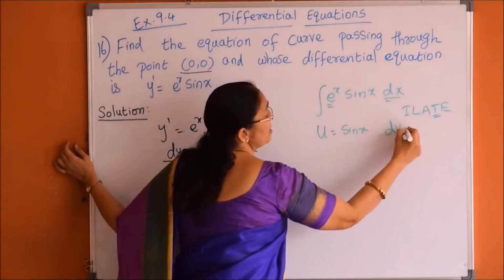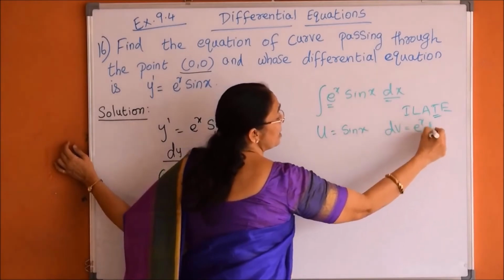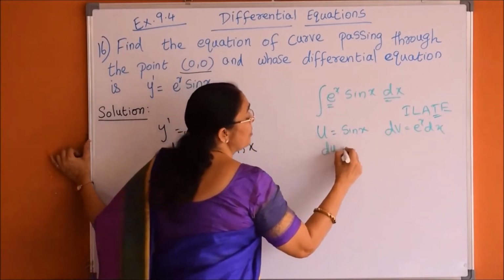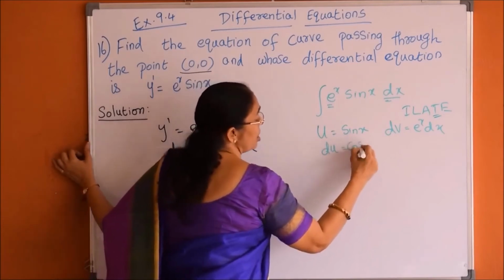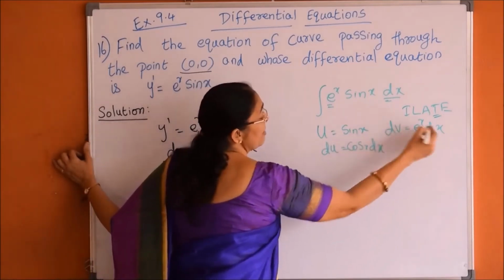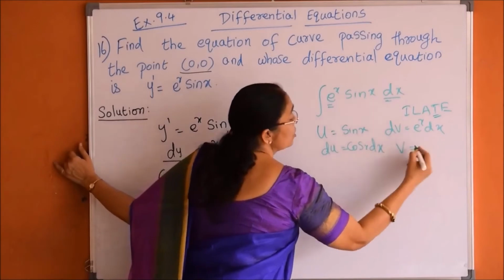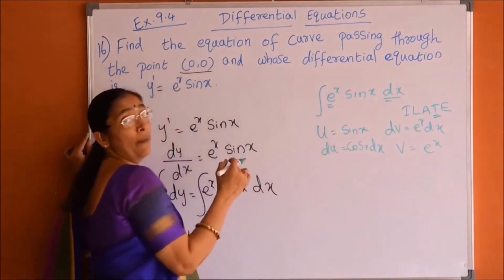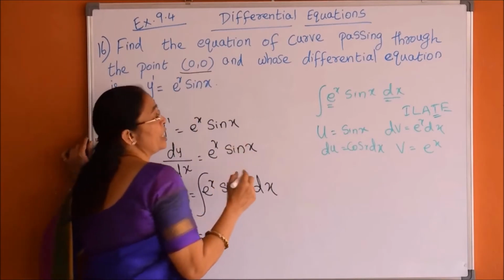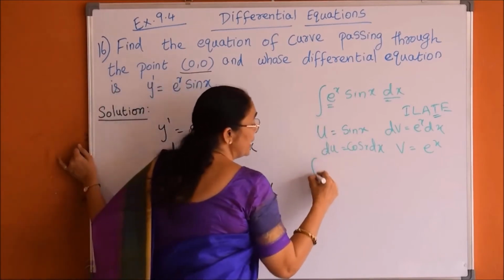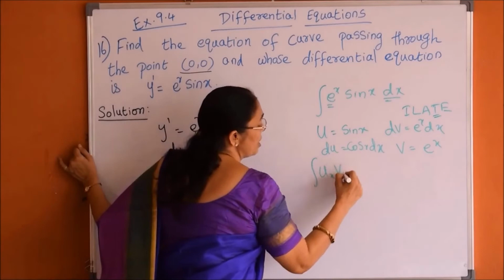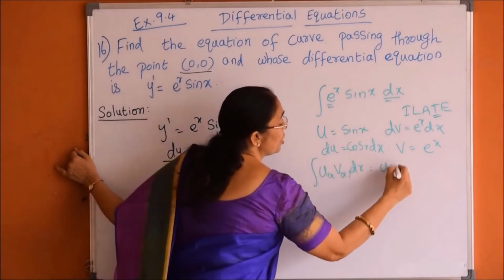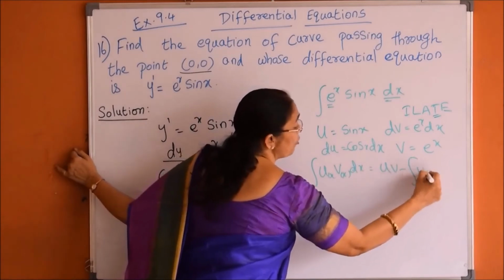So dv is equal to e^x dx. Now u is sin x, so du will be the differentiation of sin x, which is cos x dx, and dv is e^x dx. So integrating dv, v is e^x. So the formula is integration of u(x) v'(x) dx, both are functions of x, which is nothing but uv minus integration of v du.